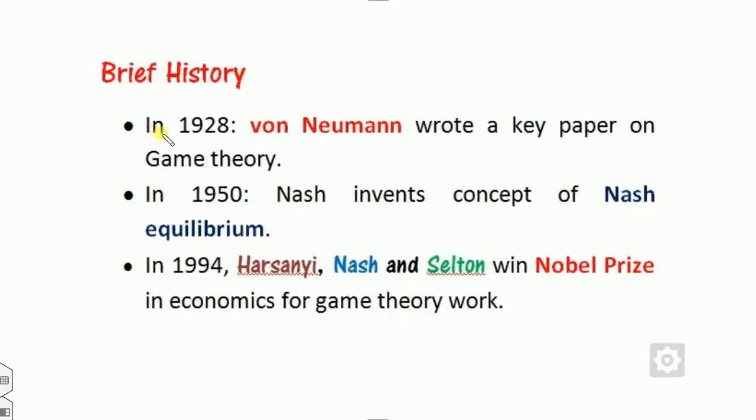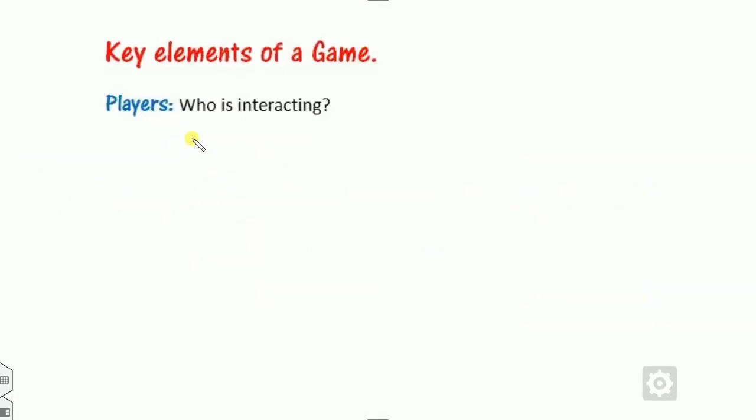What is the brief history of game theory? Let us quickly move on. In 1928, John von Neumann wrote the first paper on game theory. In 1951, the famous Nash invented the concept of the Nash equilibrium. In 1994, three persons, Harsanyi, Nash, and Selten, won the Nobel Prize in economics for game theory. That is why game theory is so important in our day-to-day life as well as in the subject. So what are the key points involved in game theory? That is, what are the parameters associated with it, which we have discussed.